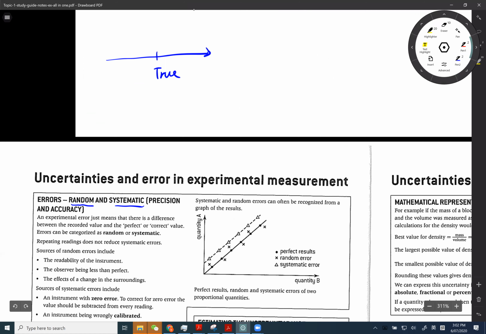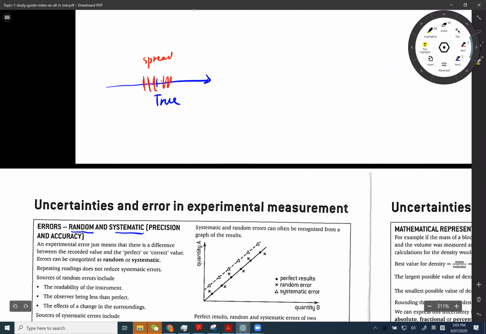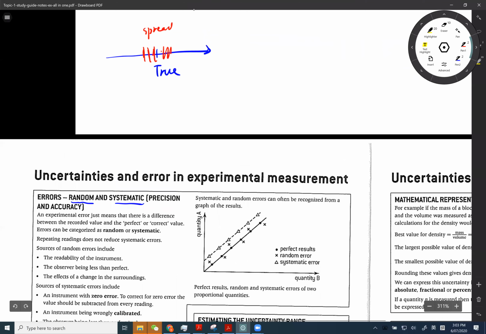But your measurement, you measure maybe 10 times. You have different values for measurement, okay? So there's some spread here. Not all just on the true value. This is about random error. You can reduce random error by calculating the average. Like here, repeating the readings can reduce random error.